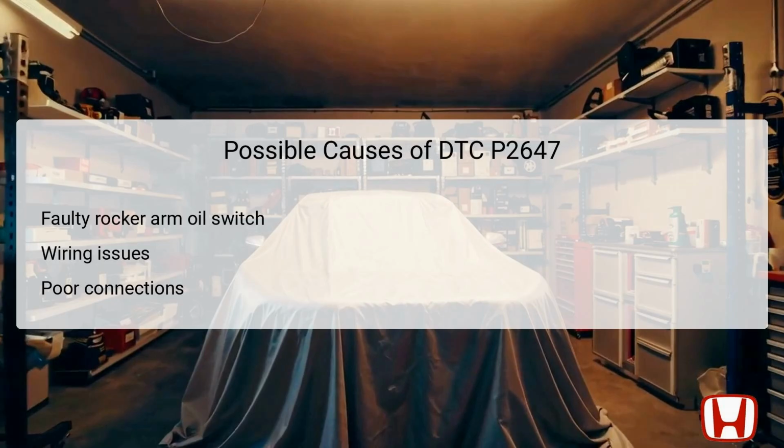Poor connections at either the pressure sensor or the powertrain control module (PCM) can also lead to erroneous readings. Ensuring all wiring and connections are secure and in good condition is crucial before making any replacements. Each possible cause should be examined methodically to identify the actual source of the issue for effective troubleshooting.